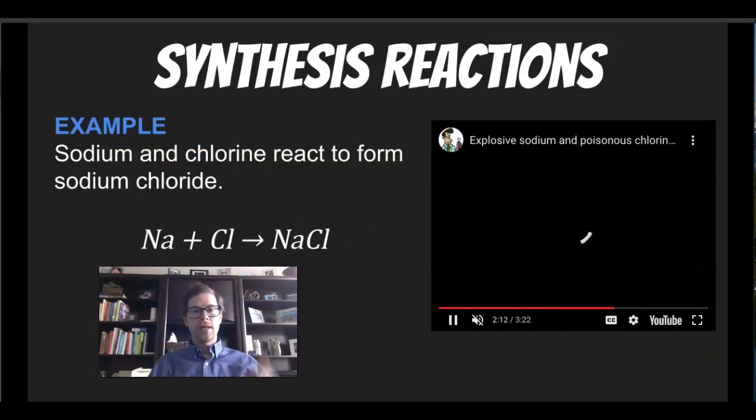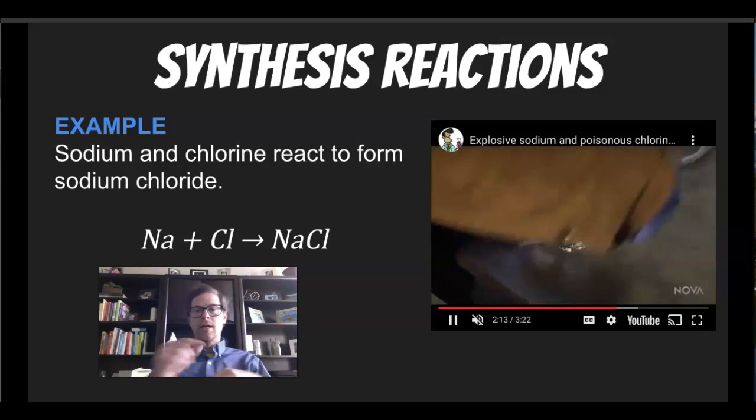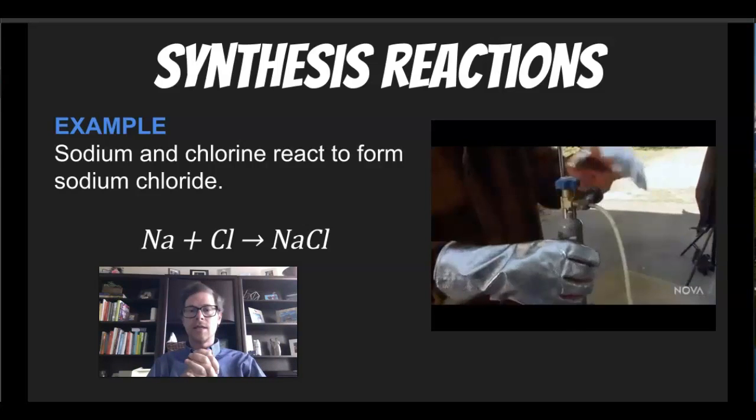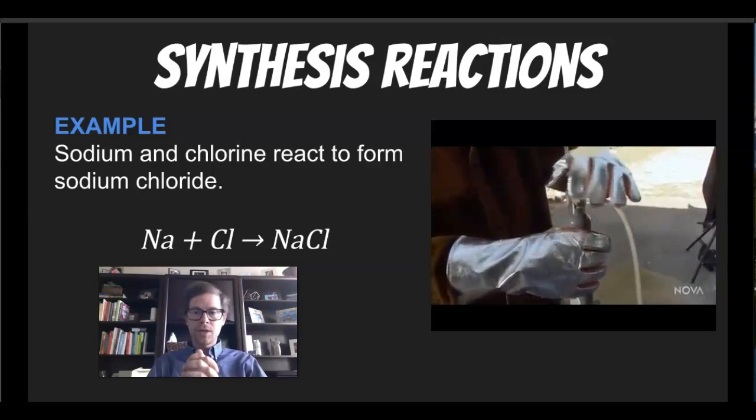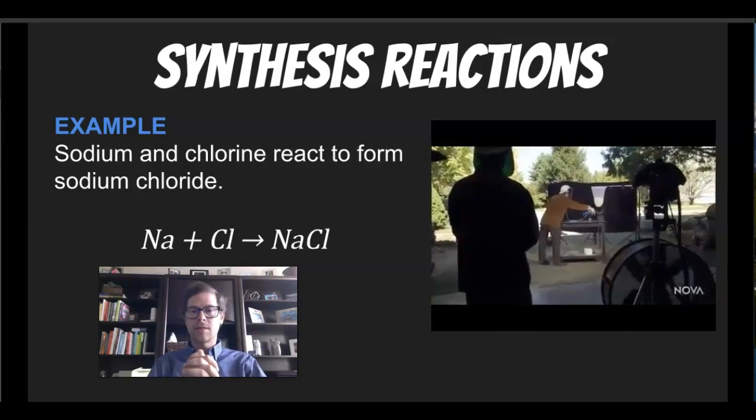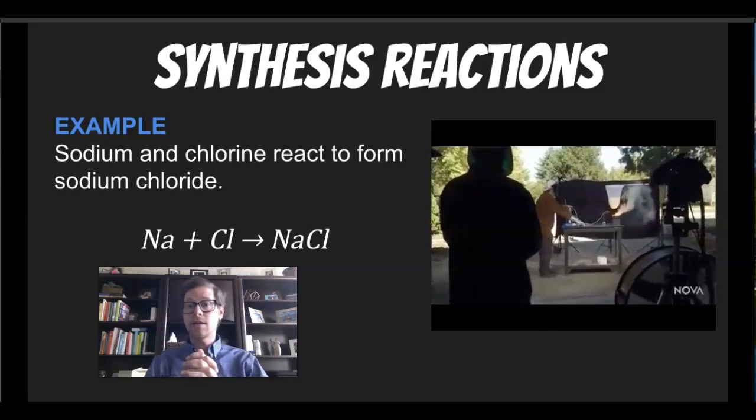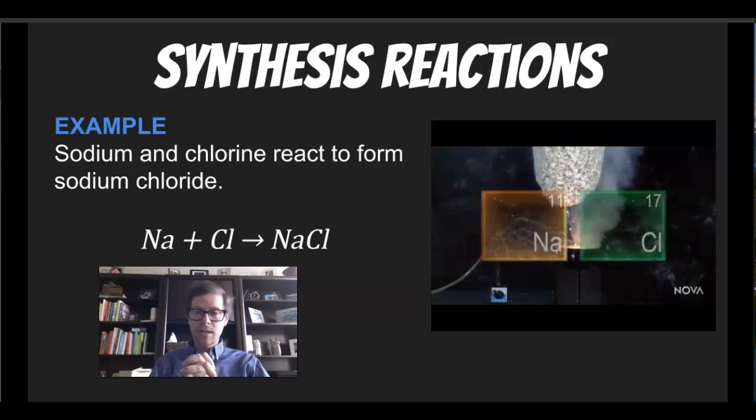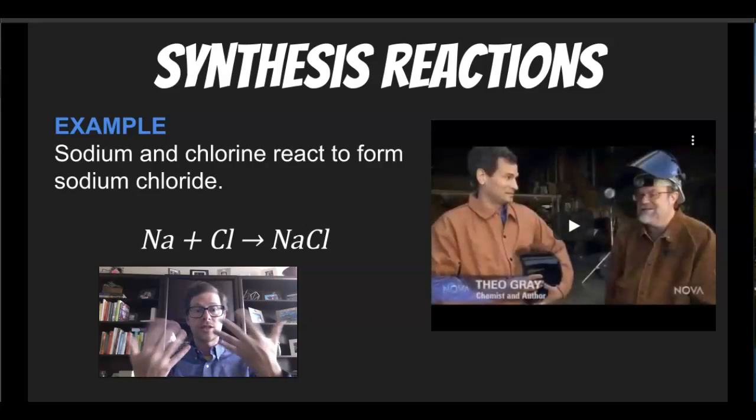Sodium and chlorine react to form sodium chloride. So in this little snippet from Nova's Hunting the Elements, you see they're cutting some actual pure sodium, and then that tank is chlorine gas. Stick them together, light them on fire, and this is what you get. There's a reason there's popcorn hanging there. You get salt. So that's a synthesis reaction.